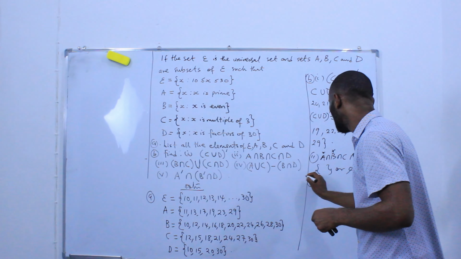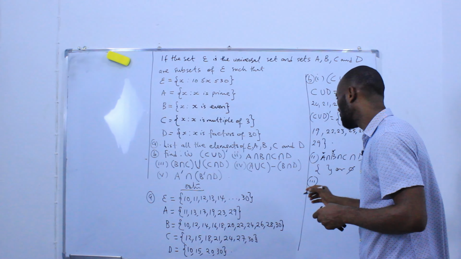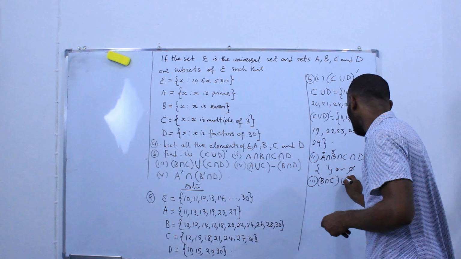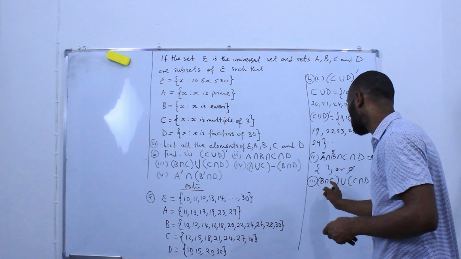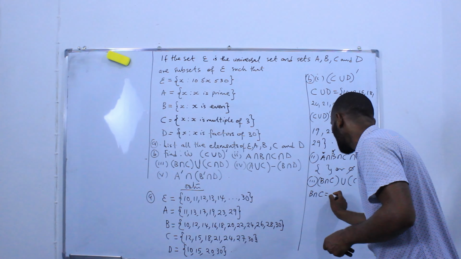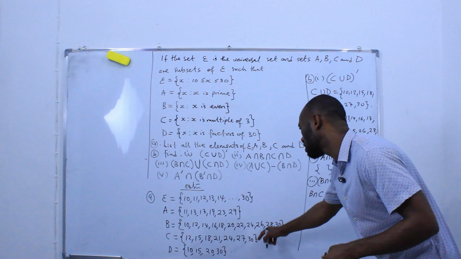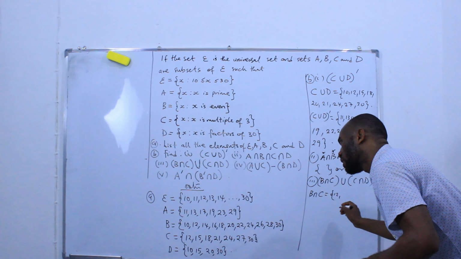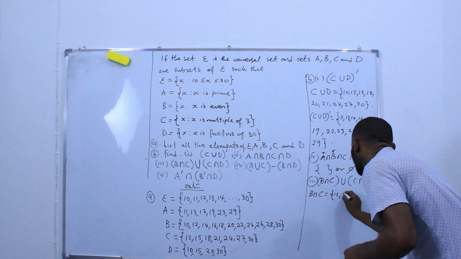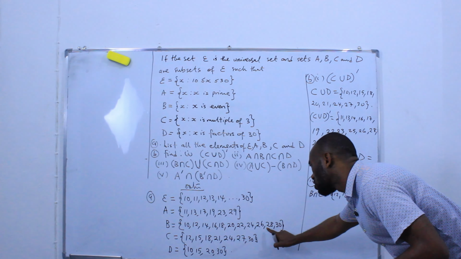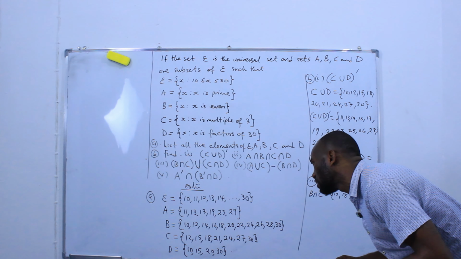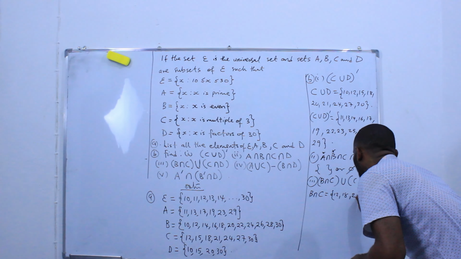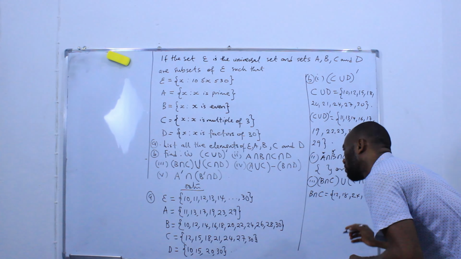Okay, we have, let's say, B intersection C union C intersection D. First of all, I'm going to take B intersection C. We have 12, we have 18. What is common between B and C is what I'm taking. We have 12, 18, 24, and 30.